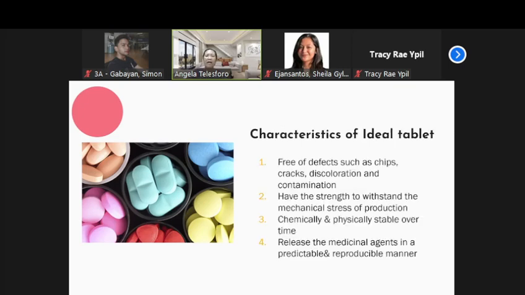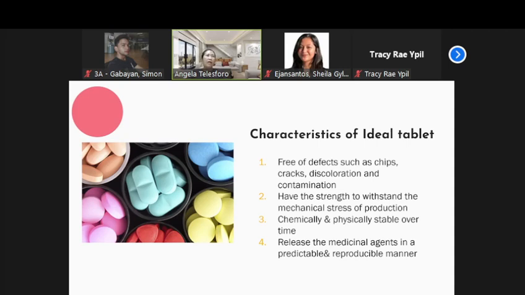Characteristics of an ideal tablet: free of defects such as chips, cracks, discoloration, and contamination. Of course, if you buy a tablet, you have to check the quality. It should have no cracks, no chips, and no missing pieces. The color is the same all throughout, and it has the strength to withstand mechanical stress of production, meaning how many pounds of pressure are applied to compress it. So it is not just anything. And it is chemically and physically stable over time.